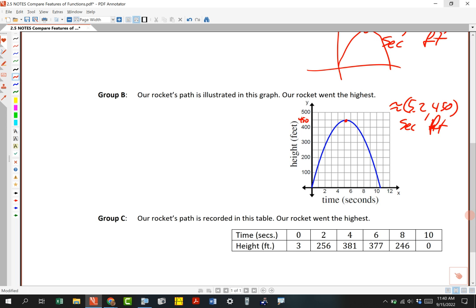Gives us exact numbers. So that's kind of a good thing. We don't have to go hunting for numbers. Yeah. But could one of the numbers be higher, like in between those intervals? So 381 may not be the max.